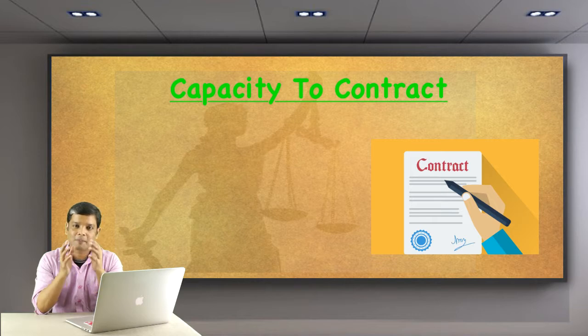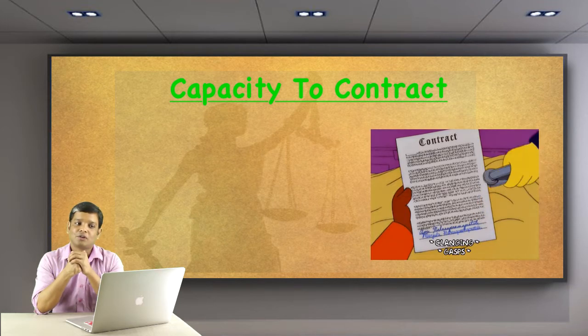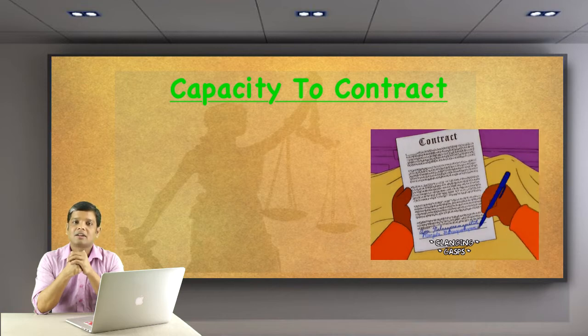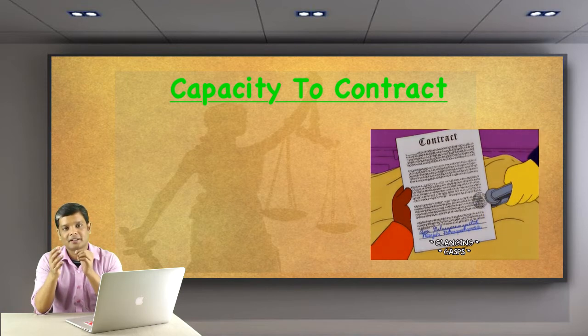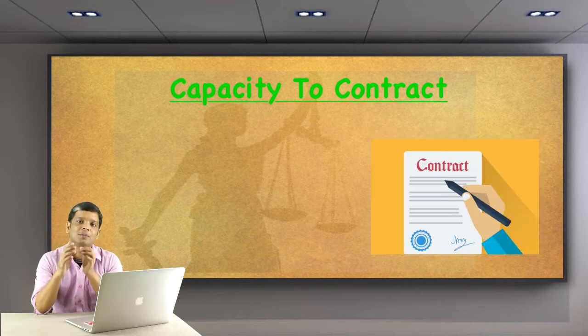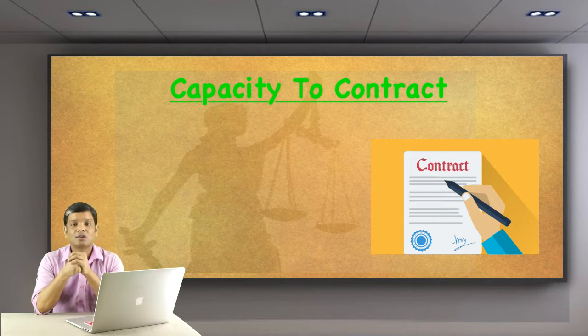So what is the meaning of capacity to contract? Capacity is basically talking about the eligibility to be involved in a contract, to make a valid contract. Contract law defines certain provisions in order to be eligible to make a valid contract. So anyone cannot make a contract. Let's check out what is the meaning of capacity to contract as per the law of contract.